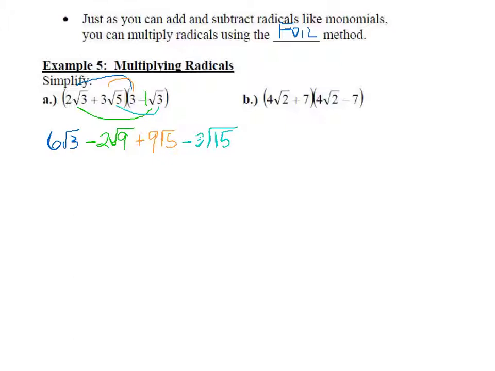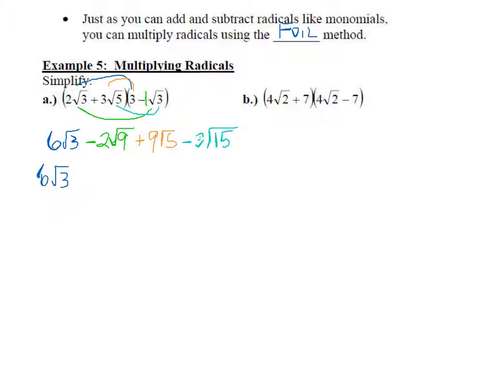So when you look at these problems, you can add anything together that has the same radical, the same number underneath the radical, if you don't have to simplify. Well, we do actually have to simplify. We're going to have to simplify the radical 9. So this is going to give us a problem where we get 6 radical 3.